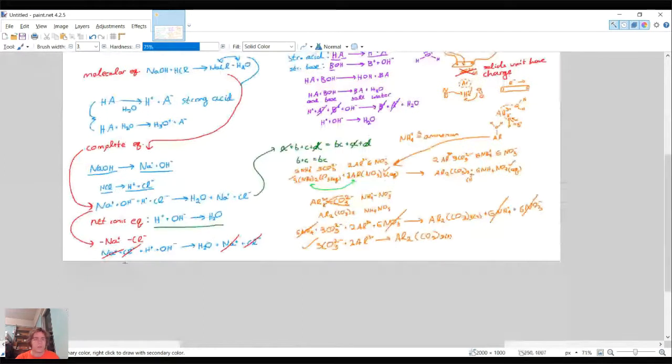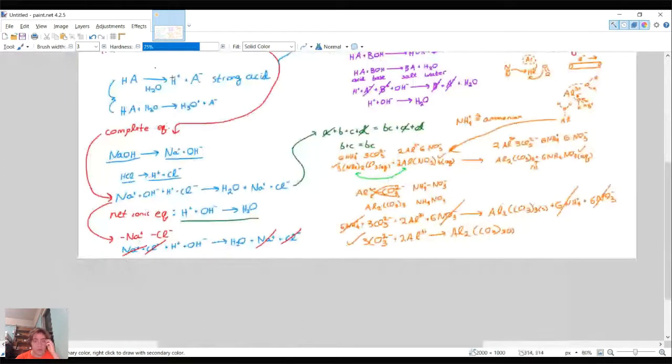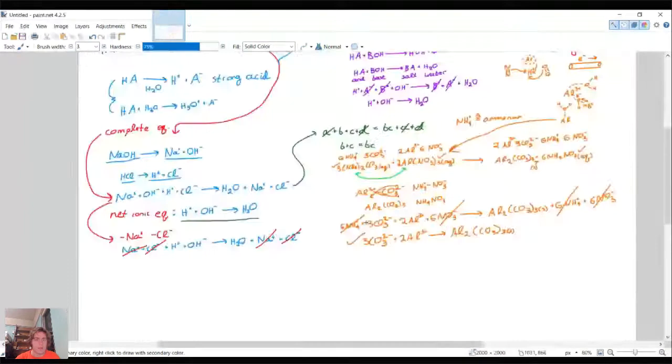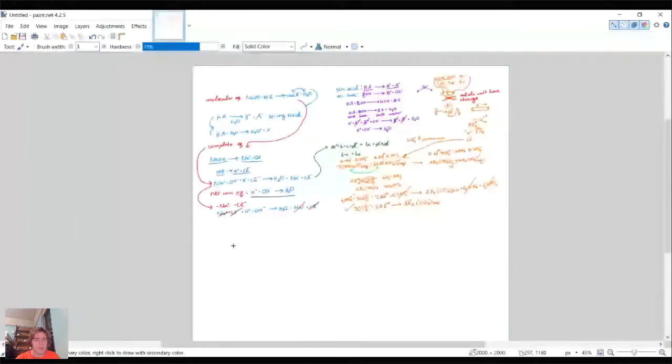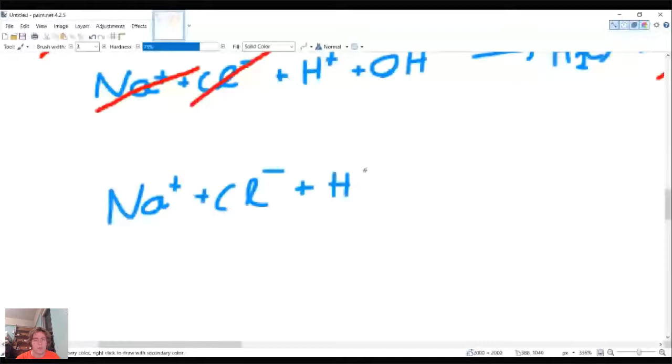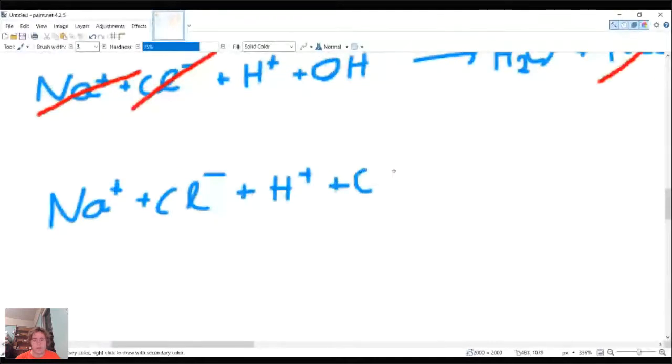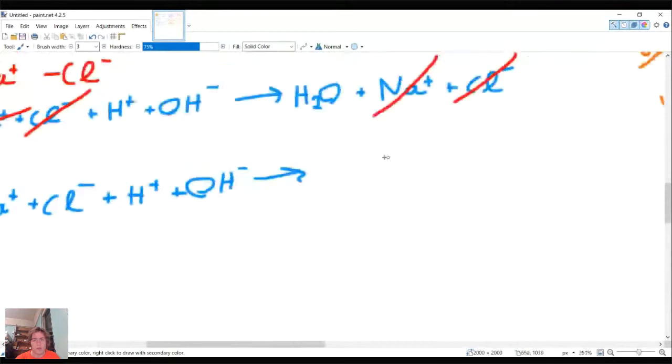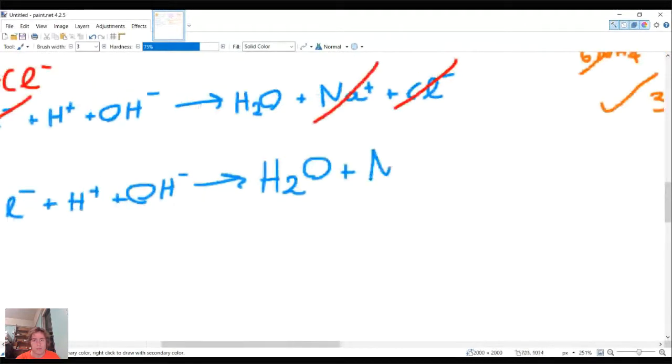So I'm going to go back to the simpler example and also expand my canvas a little bit. We have Na+ Cl- plus H+ OH-, yielding water plus Na+ Cl-.